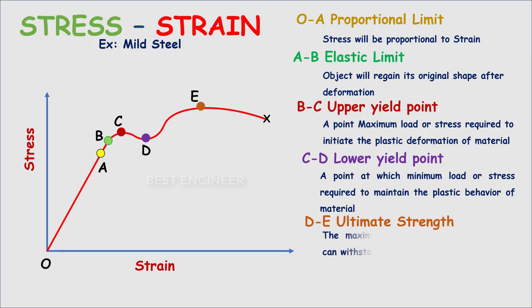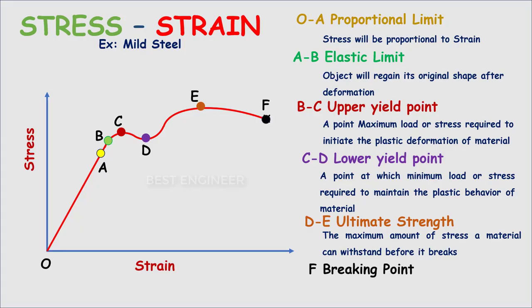The point E is called the ultimate strength. At this point, the material bears the maximum amount of stress a material can withstand before it breaks. The final point is F, and the object will break at this point.